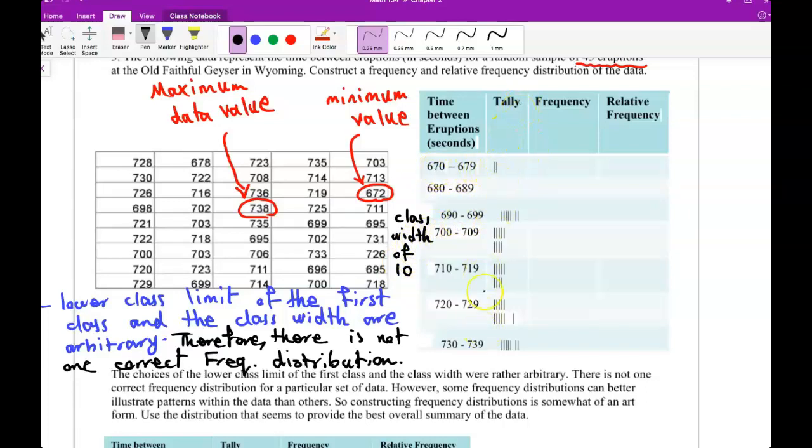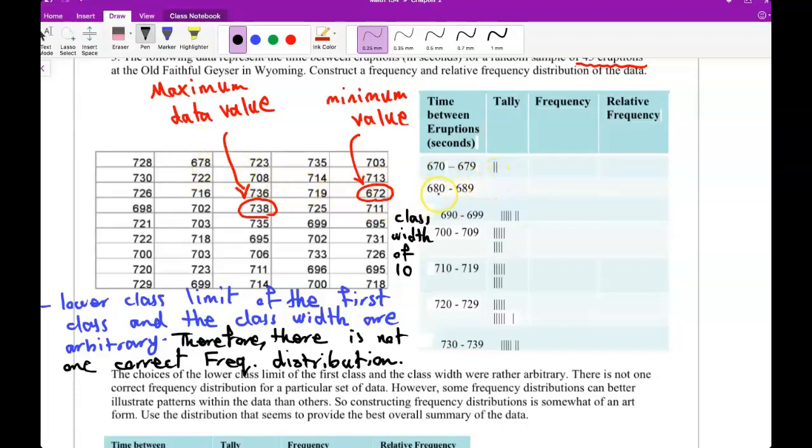And on this part we tally how many numbers we have in this interval. Here is 672. Then we should have another one between these numbers. Okay, here is 678. So we have two numbers, 678 and 672, in this interval. That's why we have this four tally.